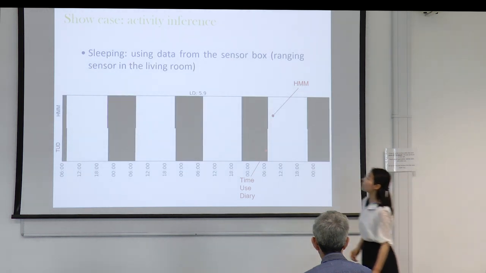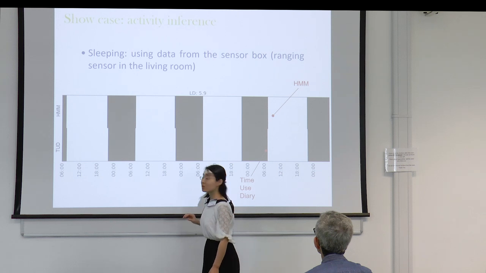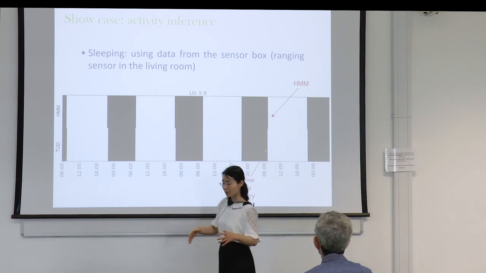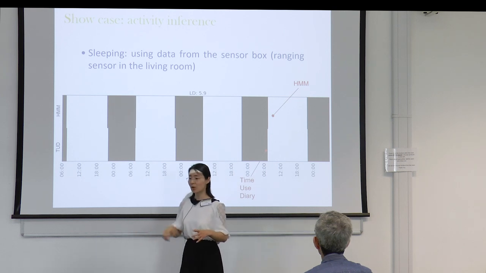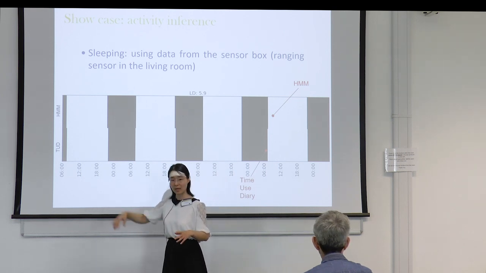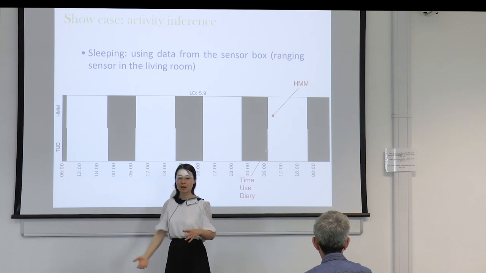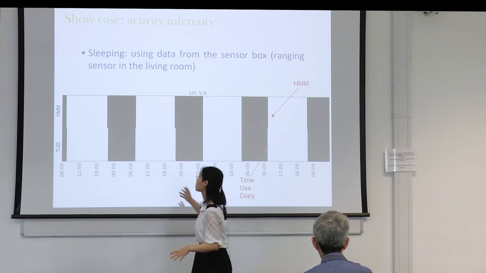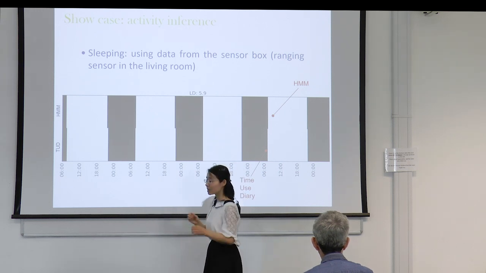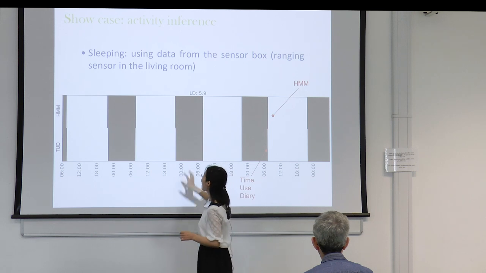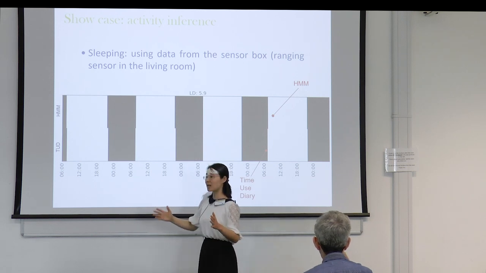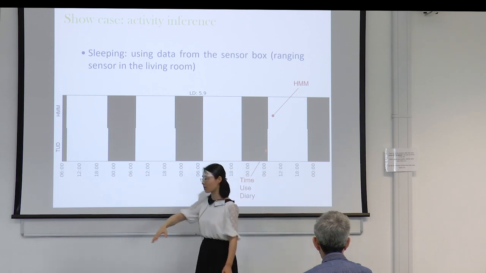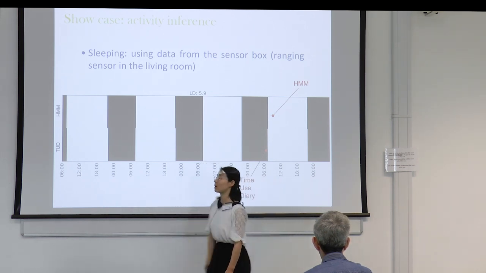Well, here, even simpler for sleeping. So right, this is using a sensor box in the living room. So the living room is the hub of this house. So whenever this person goes to sleep, it passes the living room. And then whenever the person gets up in the morning, goes into other rooms, doing some other activities, they also pass by the living room. So the movements in the living room is a strong indicator for the duration of sleep, what time he or she goes to sleep, and what time he or she gets up.